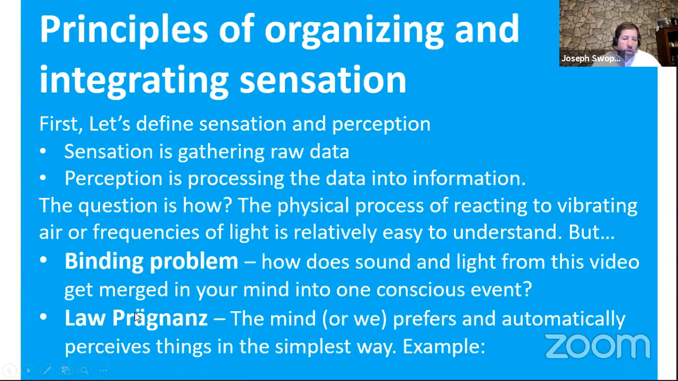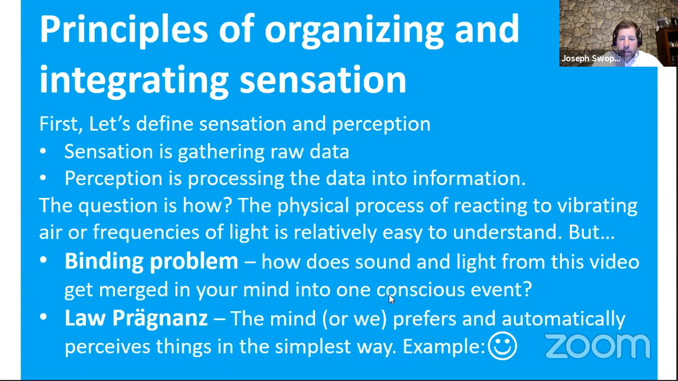The next one is the law of Prägnanz. The mind, or we, and I don't know if we can consciously do it, but say the mind unconsciously or we consciously, we prefer and automatically perceive things in the simplest way. Here's my example. I'm going to present four shapes, and I bet your mind unconsciously and automatically is going to perceive them in a way that makes sense. And I don't think you have a choice.